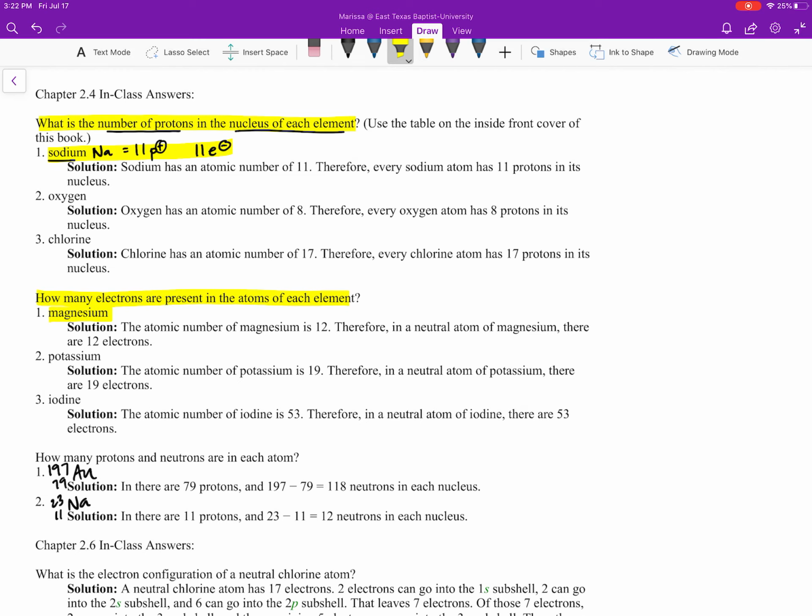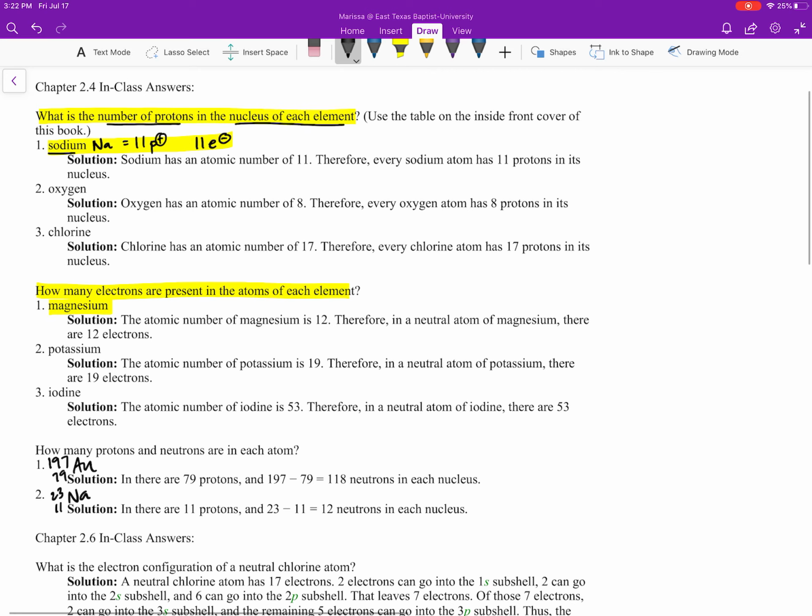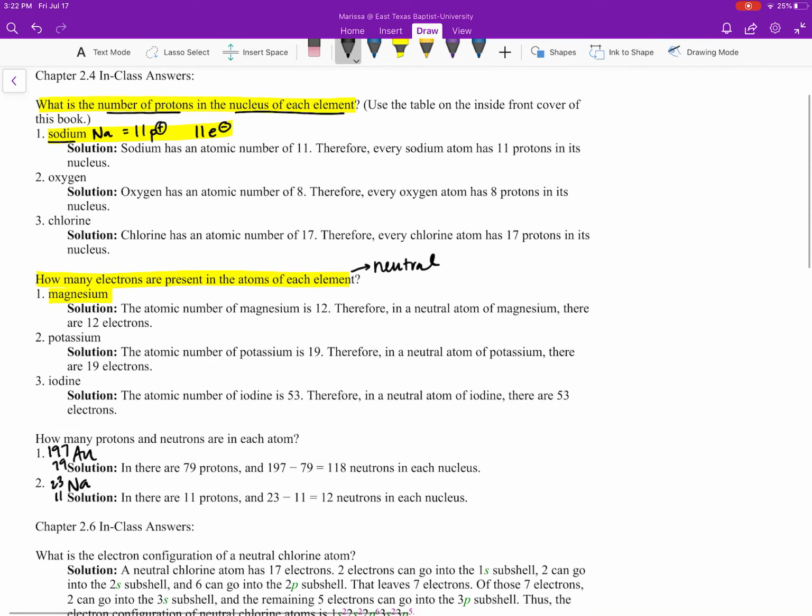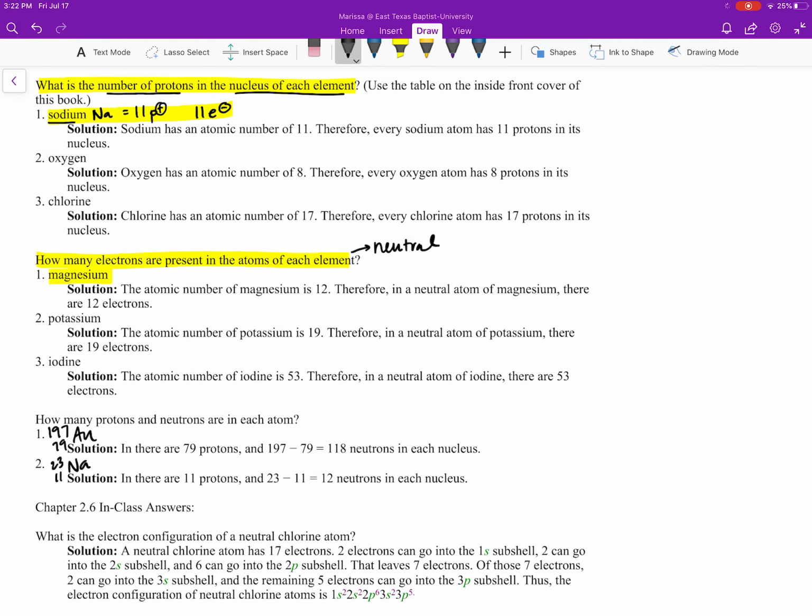The second one says here it's to determine how many electrons are present in the atoms of each element. And in this case, we can go ahead and assume that these are neutral because it doesn't say that they're ions. So we can use the same strategy. Magnesium is element Mg. It's in the second column right next to sodium. It's element number 12, which means that magnesium is going to have 12 electrons as well as 12 protons when it's in its neutral form.